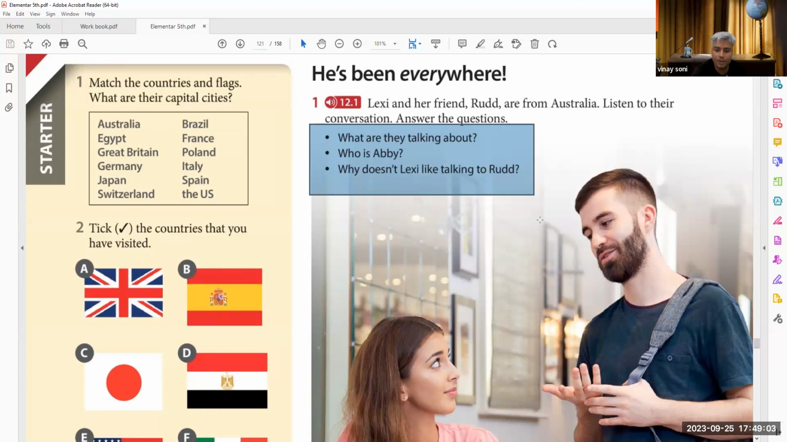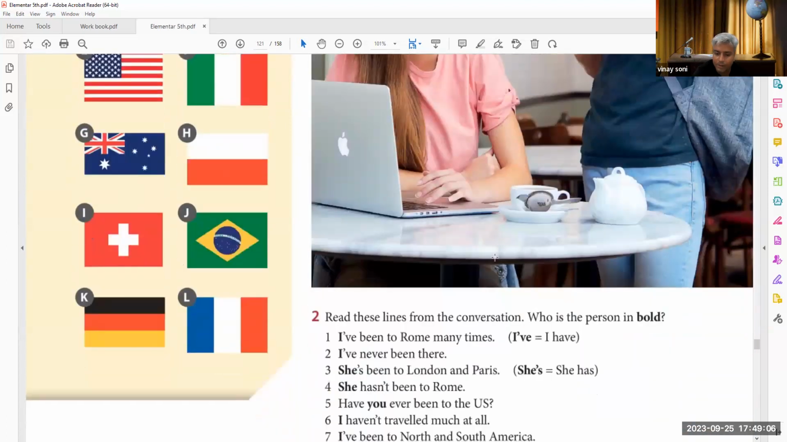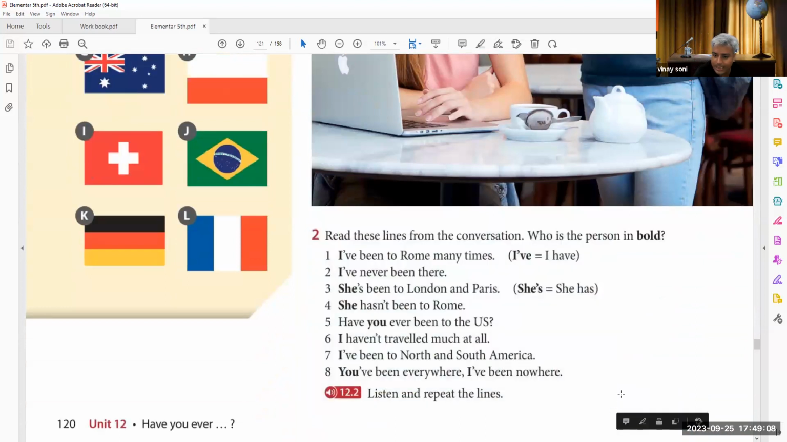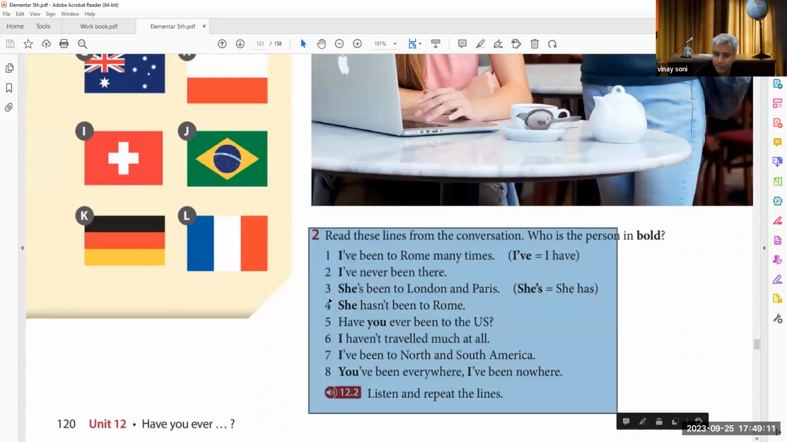Okay. So, of course, now tell me, who are these sentences about? I've been to Rome many times. Who is this I in this sentence? Who is this I? Rad. Rad has been to Rome many times. Very good. Number two, I have never been there. Who is this I? It's Lexi, right? Lexi has never been to Rome. Okay, number three, she's been to London and Paris. Who is this she?